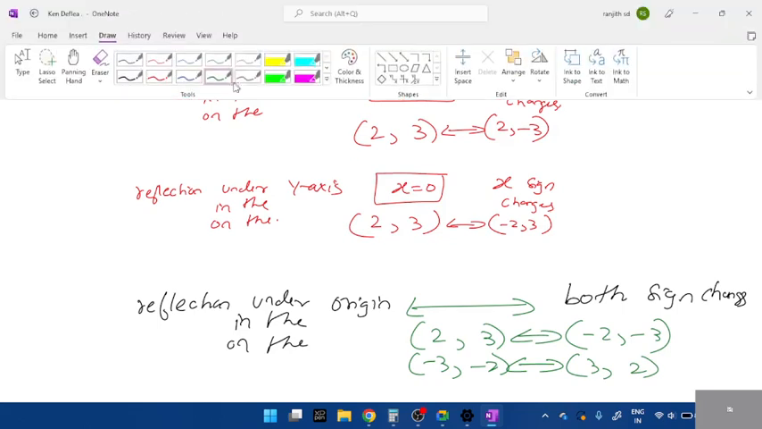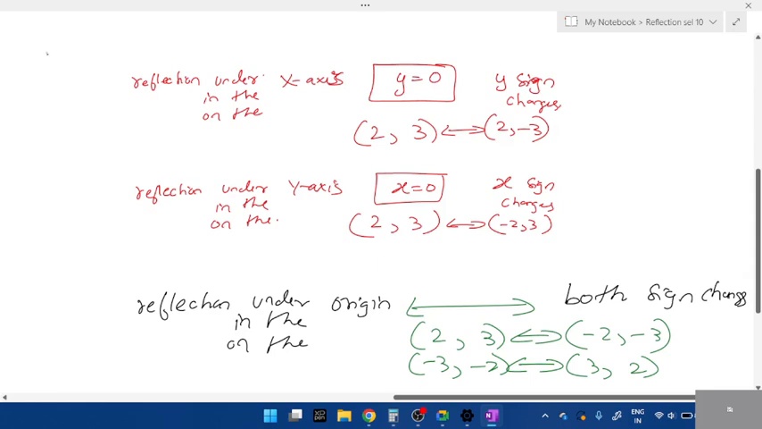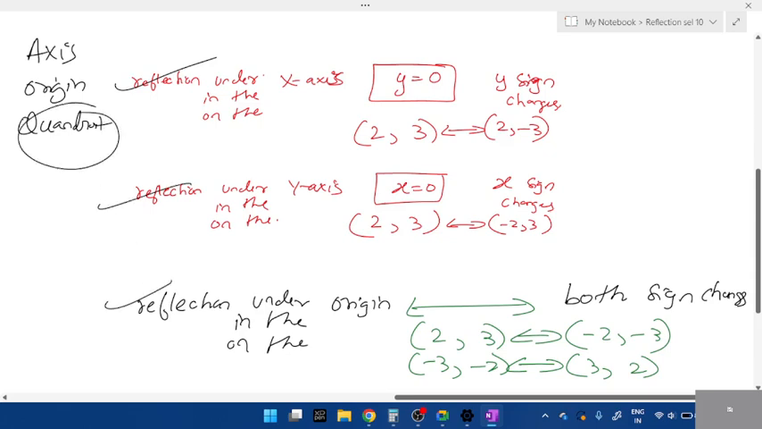So what did we study? What are the main three concepts we have in this reflection? What did I tell you? Reflection on axis, reflection on origin, and what's the other one? Reflection on quadrant. So today we finished axis, origin. Tomorrow I'll teach you quadrant.